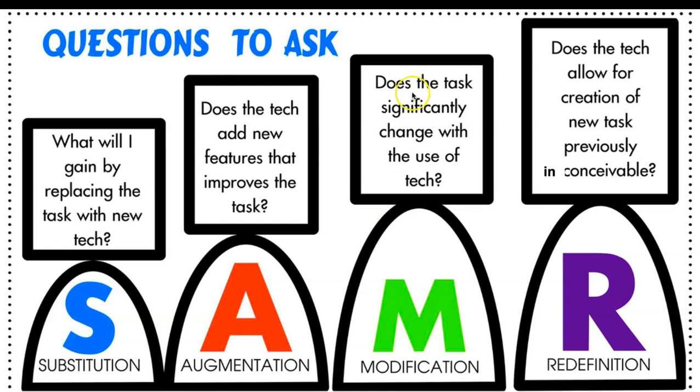Well, if there's a significant change, then you're probably in the area of modification. And again, once we cross this threshold, this invisible dotted line, we're in an area where if the internet or the electricity goes out, it would be difficult, if not impossible, to reproduce this lesson. And last but not least, does the tech allow for creation of a new task previously inconceivable? If it's previously inconceivable, and especially if it impacts people outside of the four walls of a classroom, then you are probably at the level of redefinition.